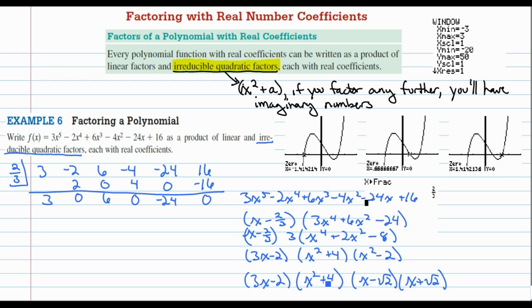If I factored x squared plus 4, if I set that equal to 0 and find out what the zeros were, that would be positive 2i and negative 2i. So I can't use those in my factor. This is my final answer.